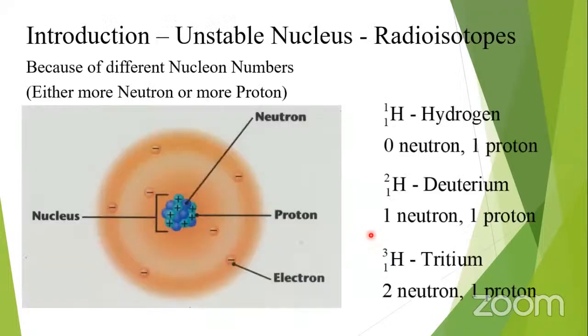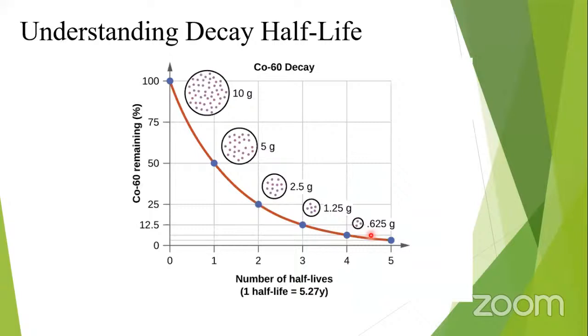After understanding what an unstable nuclide is, we talk about decay. What causes decay, and what is half-life? After it's unstable, we have a graph on it. So what is half-life?